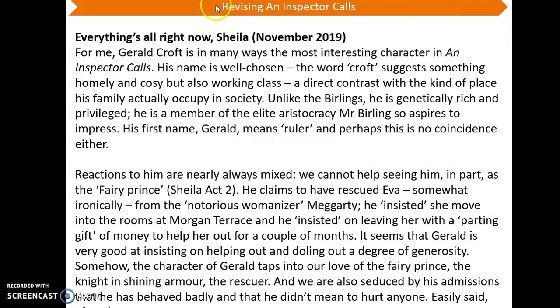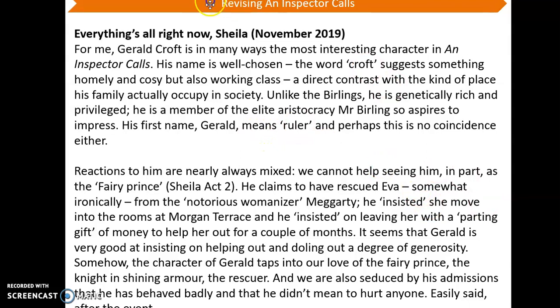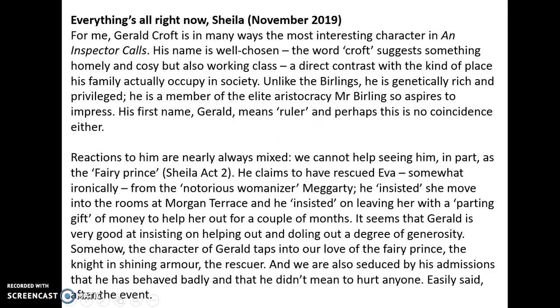Everything's All Right Now, Sheila, article from November 2019, and this is what the writer has to say. For me, Gerald Croft is in many ways the most interesting character in An Inspector Calls. His name is well chosen. The word Croft suggests something homely and cosy, but also working class, a direct contrast with the kind of place his family actually occupy in society.